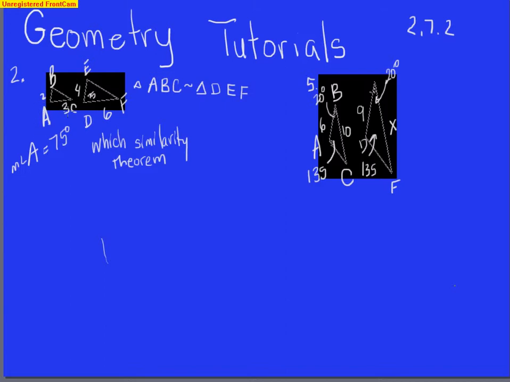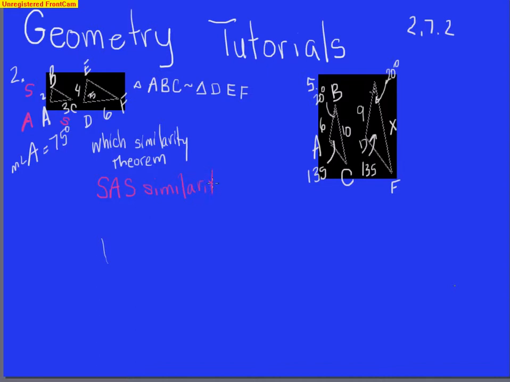So we're given an angle, A and D, so we have an angle. And what I like to do is I like to label using letters what I'm given. So I've got an angle here, and I've got sides, the 2 and the 4, and the 3 and the 6. Now maybe they're not similar because maybe they're not in proportion. But if they're in proportion, then I'm going to use the SAS similarity theorem.